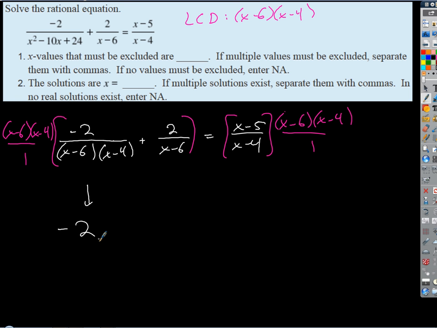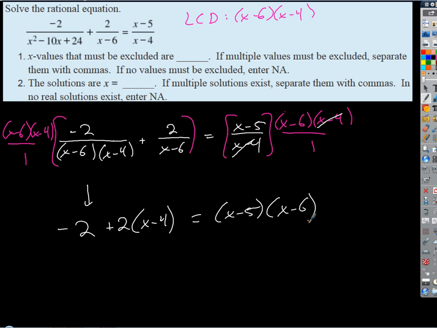Okay, what about here? If I multiply this times the second fraction, what's gonna cancel? The x minus 6's will cancel, leaving us with an x minus 4. So we end up with plus 2 times x minus 4 equals, and then what about over here? Here I'd get those canceling, and so I'd get x minus 5 times x minus 6.